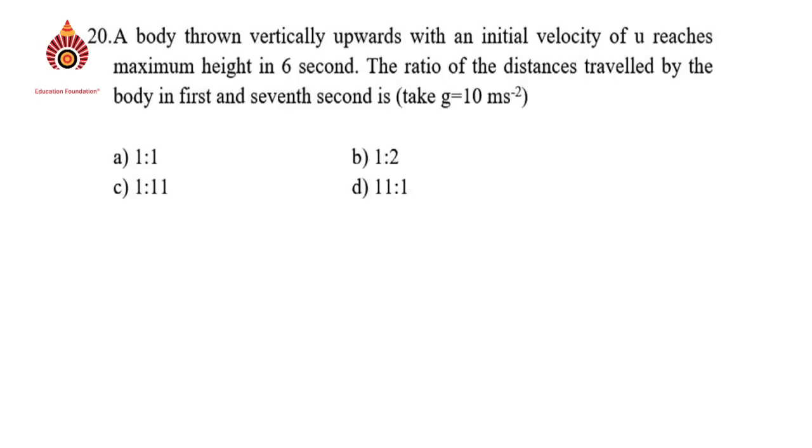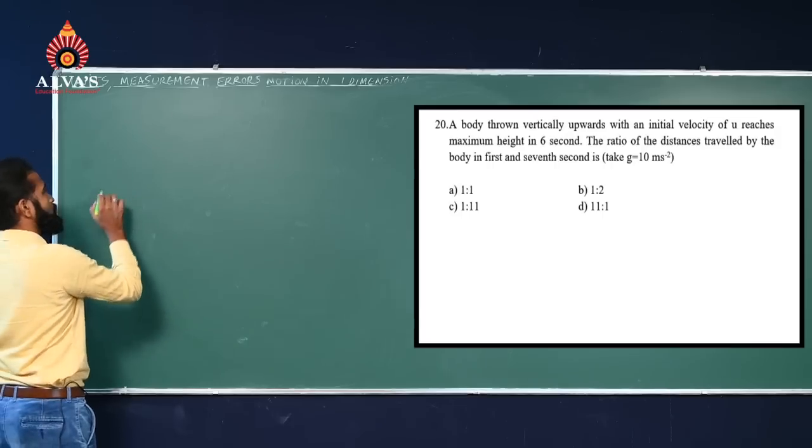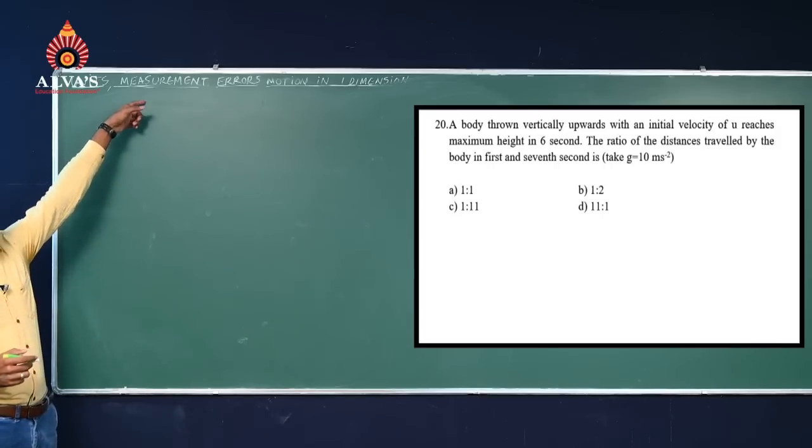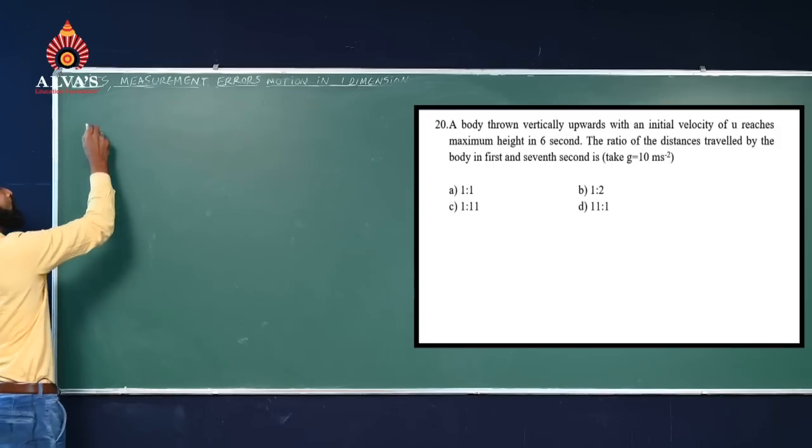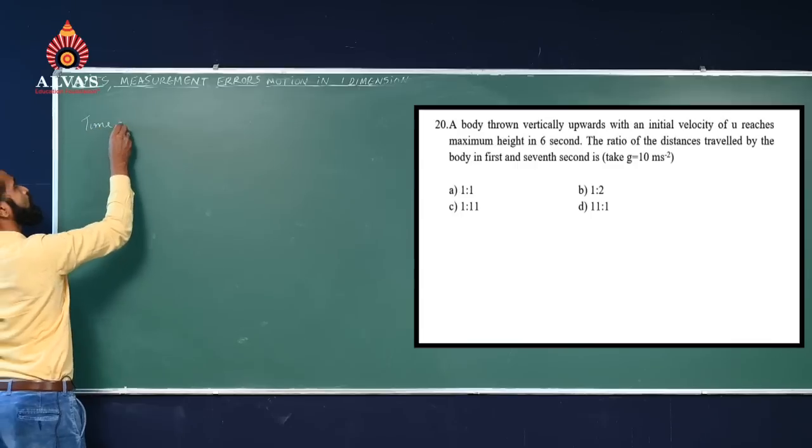Next question. A body thrown vertically upward with an initial velocity of u reaches a maximum height in 6 seconds. The ratio of distances traveled by the body in the first and the 7th second is given. Take g is equal to 10 meter per second square. So there is a body which is projected upwards. It reaches a maximum height in 6 seconds. So what about the time of ascent of the body?